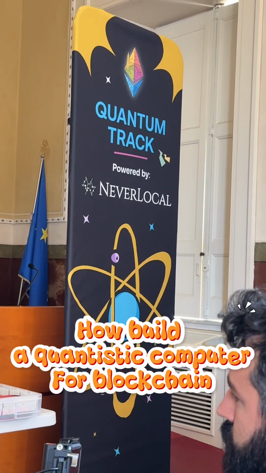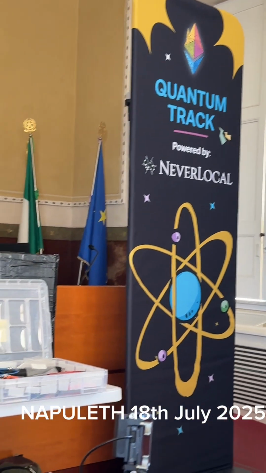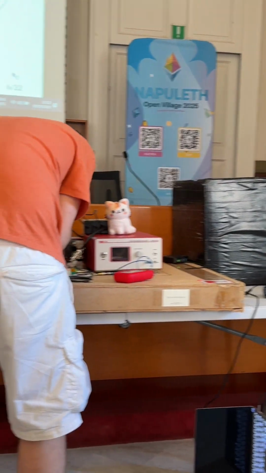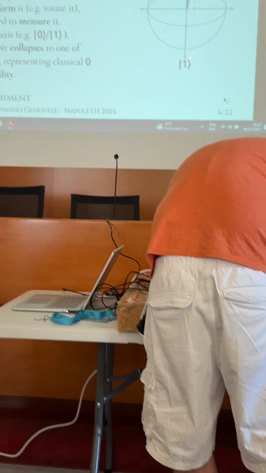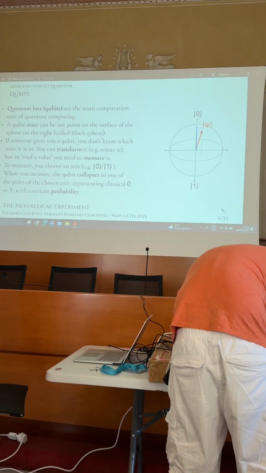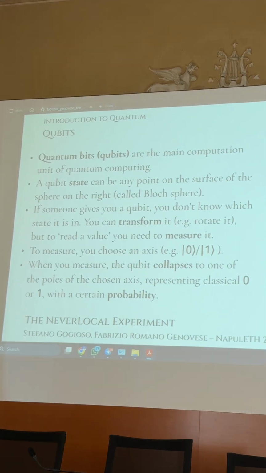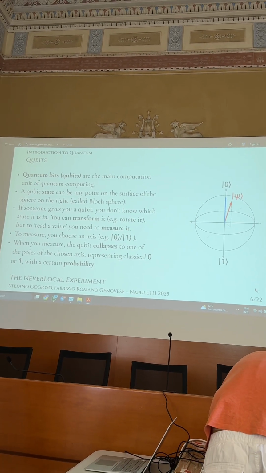What happens is that the point you had collapses either to 0 or to 1. So this qubit gets destroyed in the process of measurement and becomes one of these poles, either 0 or 1. Now, how does it happen? This is a probabilistic process, basically. There is a probability that it will become 0 and a probability that it will become 1.